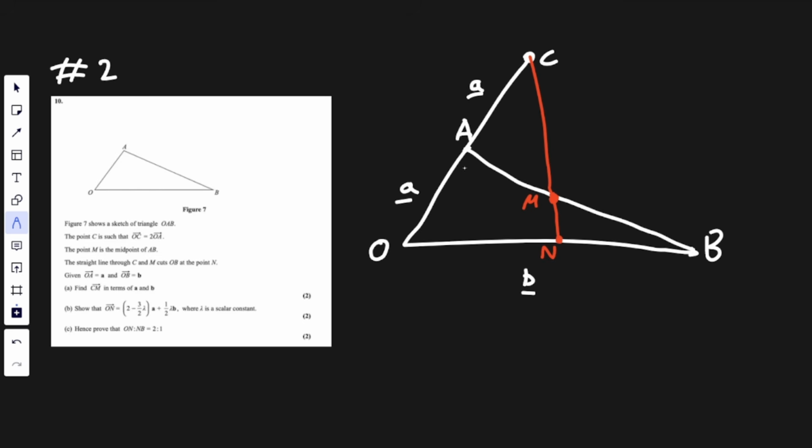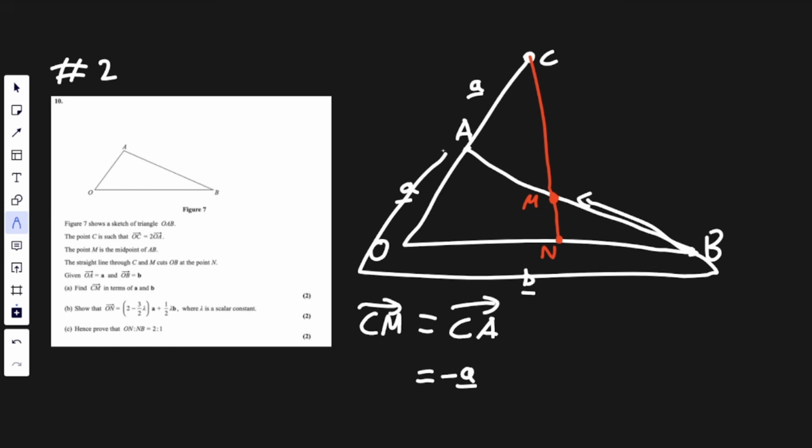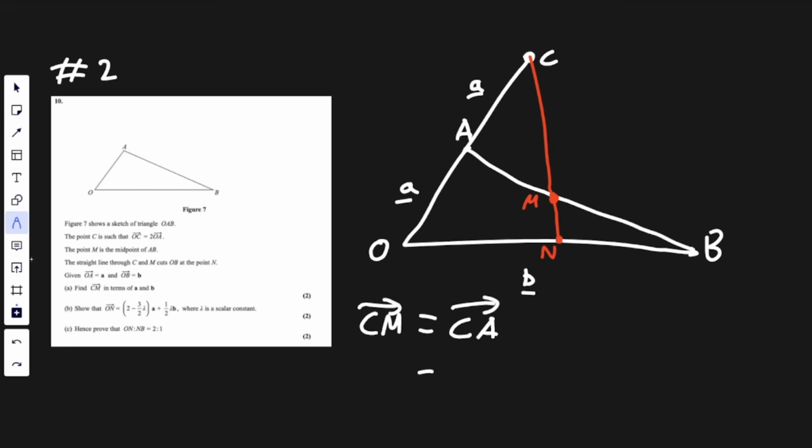Now we're told to find C to M. So our first logical step for finding C to M, we're going to find C to A. Well, that's actually minus a, so I'm going to write that in on the next line. Then we need either A to M or we need to go round, so we need to go round like this, or we need to go through like this. Now, unfortunately, we don't know this. We know this way and this way, but we don't know this.